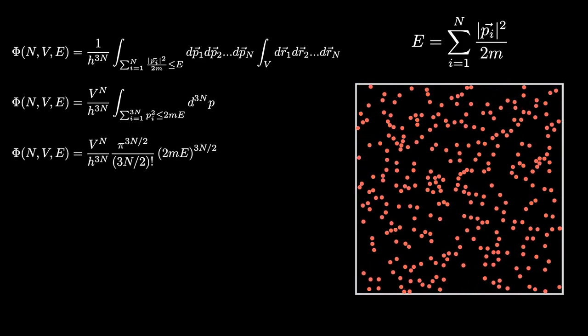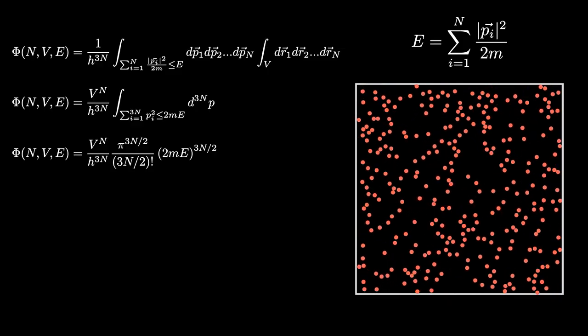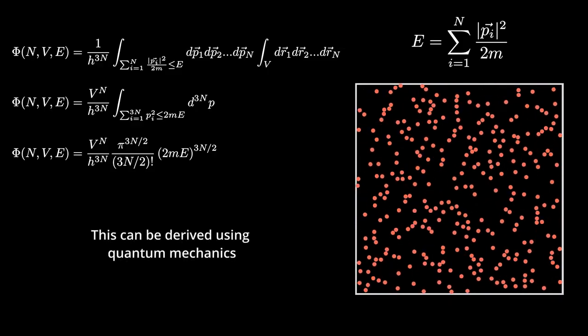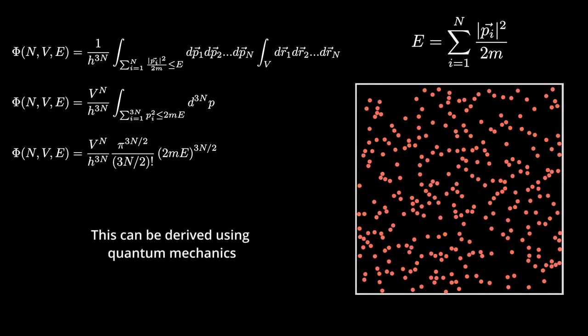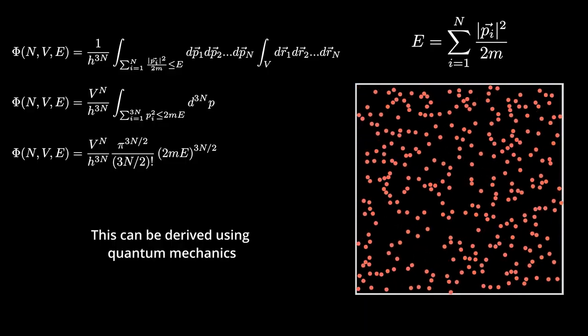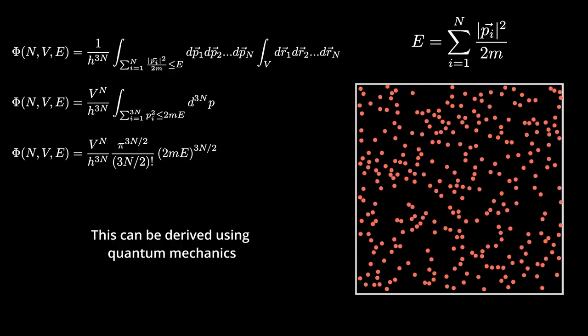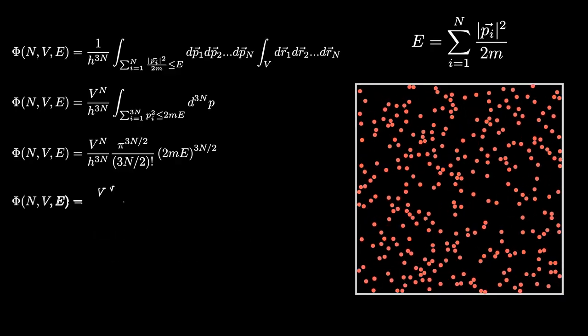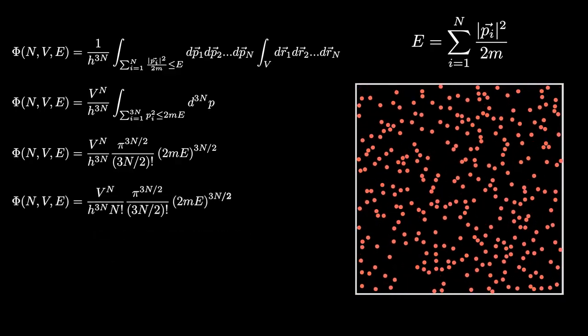The particles are indistinguishable because they're all the same. For example, as the video is running, if I inverted the position and velocity of two particles, you would not be able to notice it. To solve this problem, we need to divide our result by n factorial, which is just the amount of possible permutations.